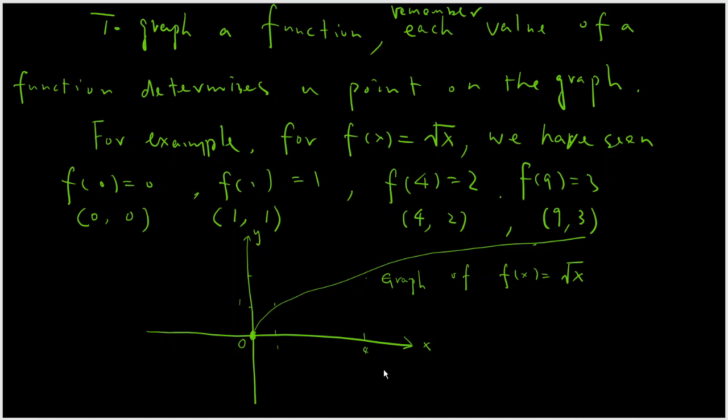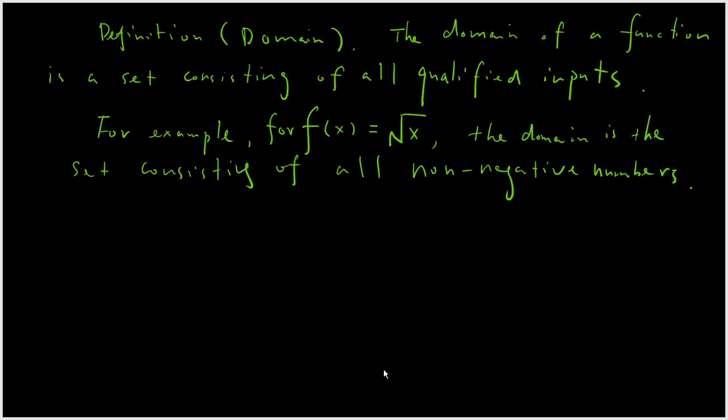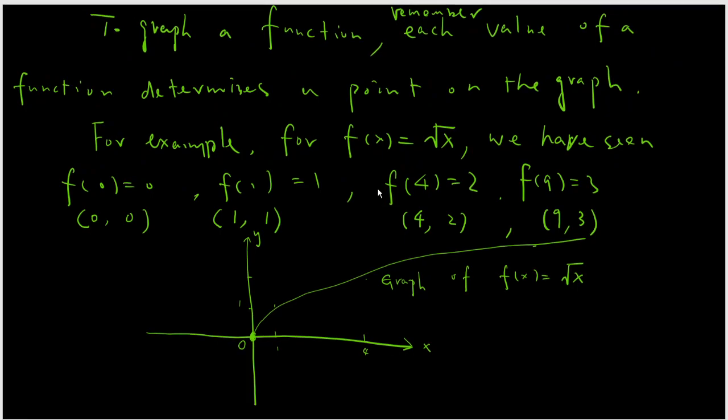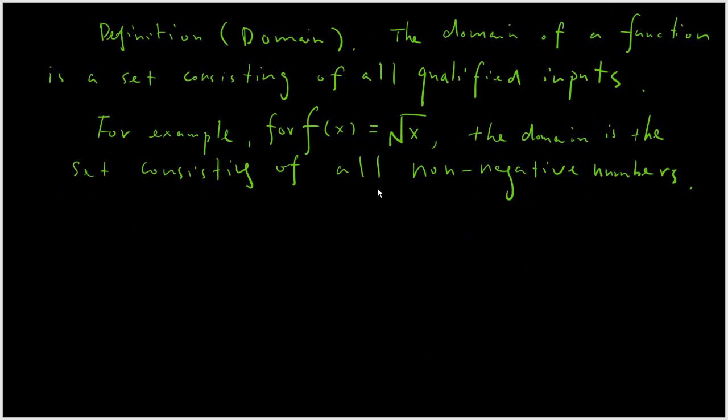I just told you, at high school level, to understand a function, I want you to be able to answer four questions. One question is how to evaluate a function. By that we mean how the function is defined: I give you inputs, how can you get outputs? The second question you need to be able to answer is the domain of the function. By definition, the domain of a function is a set consisting of all qualified inputs. A function has only one domain.